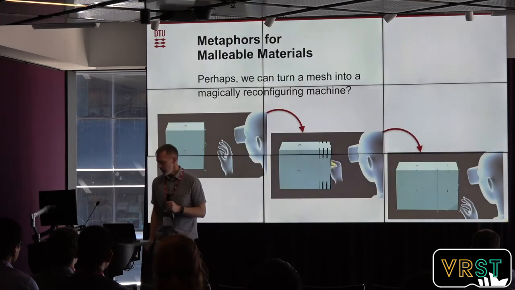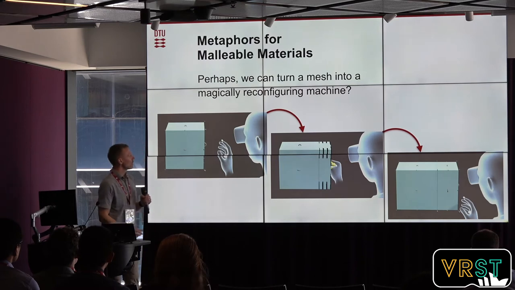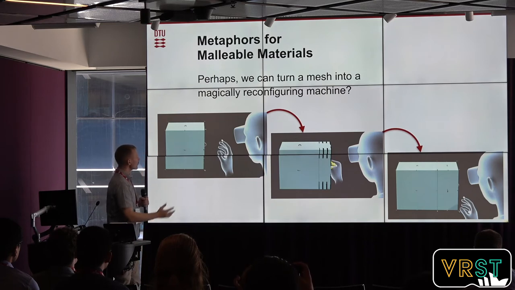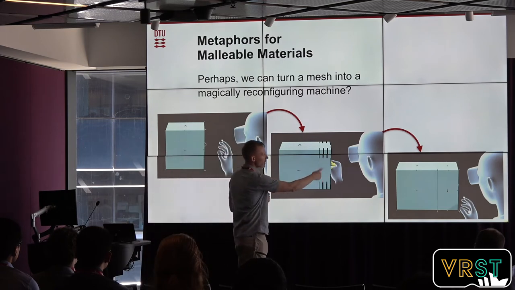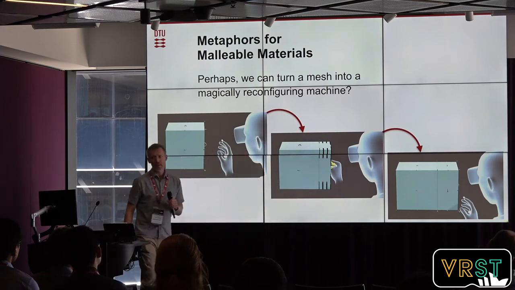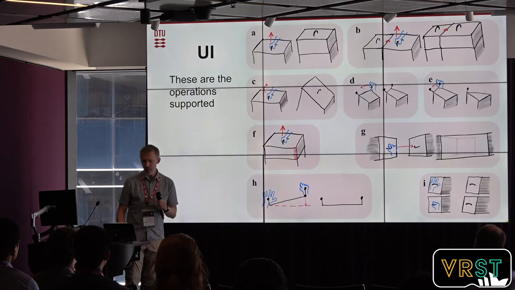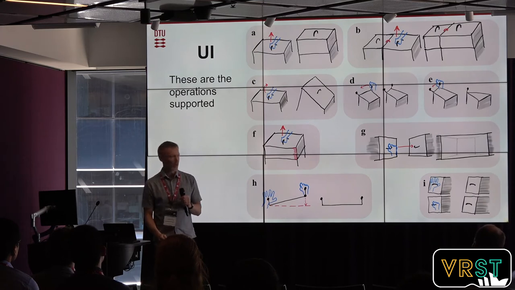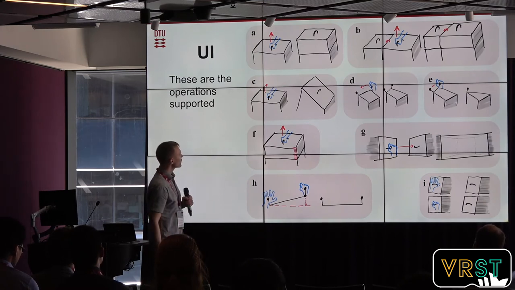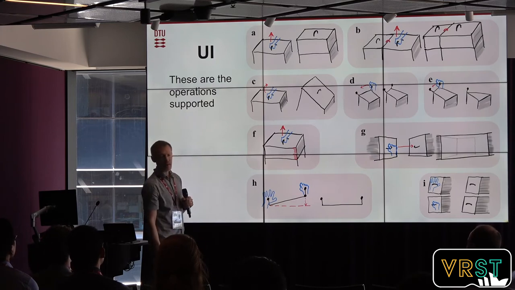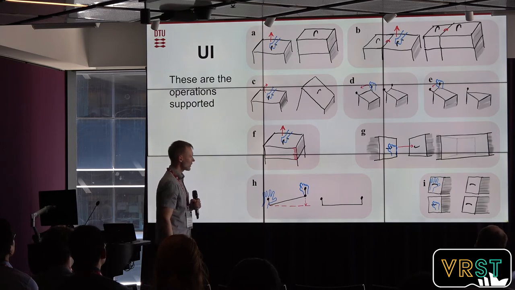And with that starting point, we're hoping to basically turn the 3D model into a magically reconfiguring machine. So the user would grab a handle, perform an extrusion, and then the shape would reconfigure, more handles would be added, and the user could proceed with more modeling operations. So, of course, moving vertices and extruding faces is not quite enough, so we came up with a bunch of possible operations. This is just to give you an overview of what they are. And now let's consider them in a little bit more detail.